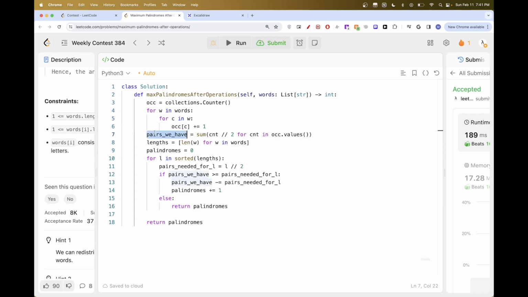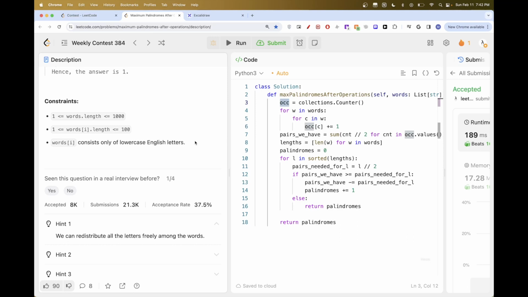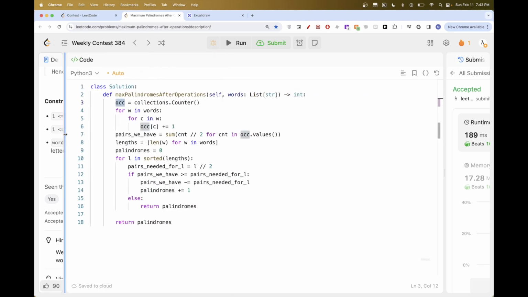And for space, we are using extra space with this one, which would be the number of characters overall. At most, that's going to be 26 because we have only lowercase English letters. So it's constant here. The lengths here are O of n. So O of 1 for the counter because it's just 26. The lengths are O of n though. So O of n space and O of n log n and n multiplied by k, which is the maximum length for a word.